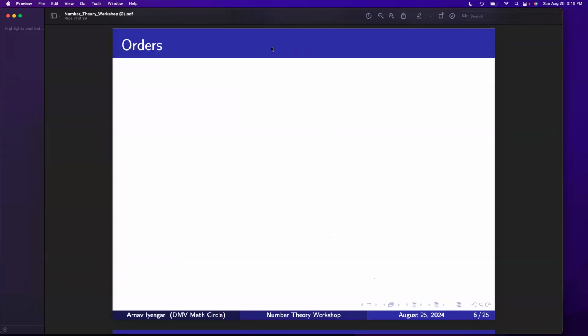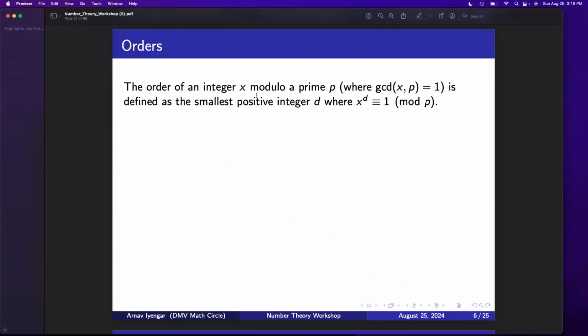So now we're going to work through a little bit of orders. Basically, it's important for any positive integer x and a prime p to look at how the cycle of powers of x works. We want to find when it hits 1, because after it hits 1, when you multiply by x, the cycle of powers of x is just going to repeat. So it's the smallest positive integer d where x to the d is 1 mod p.